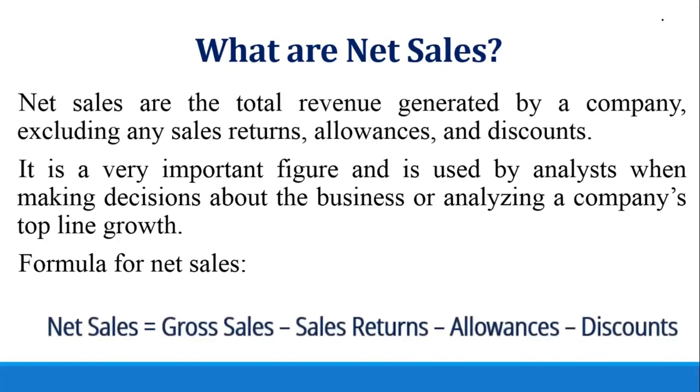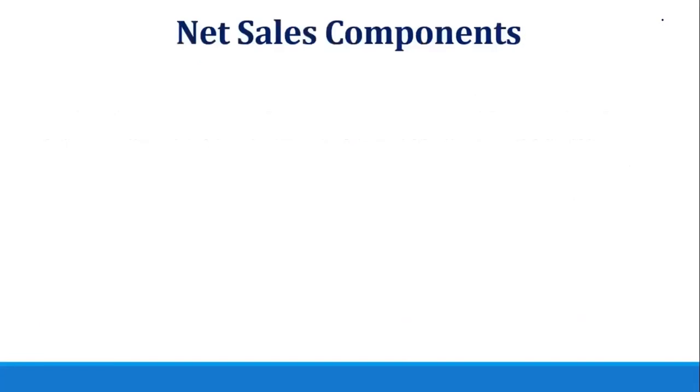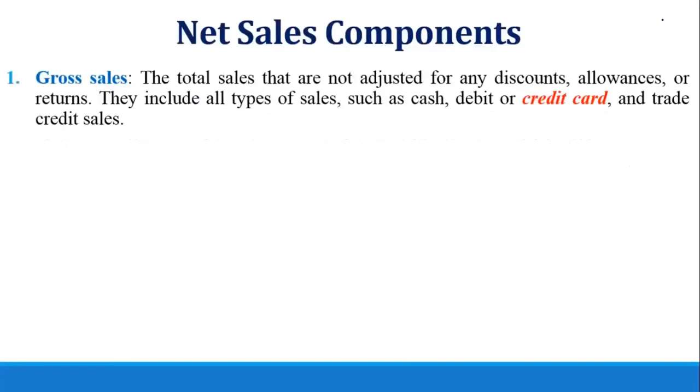Okay? Ayan. So we have the net sales components. First one is the gross sales. So the total sales that are not adjusted for any discounts, allowances, or returns. So yun yung gross sales. Kaya included, yung nabanggit kanina, they are excluded.